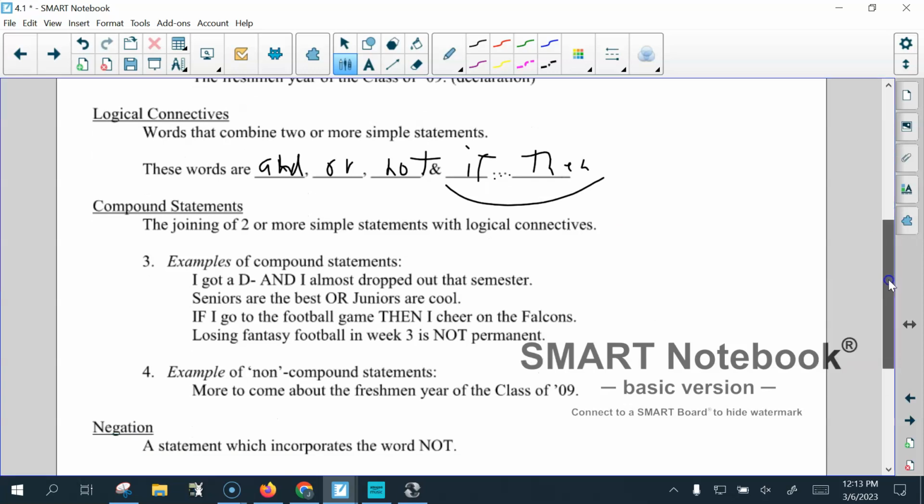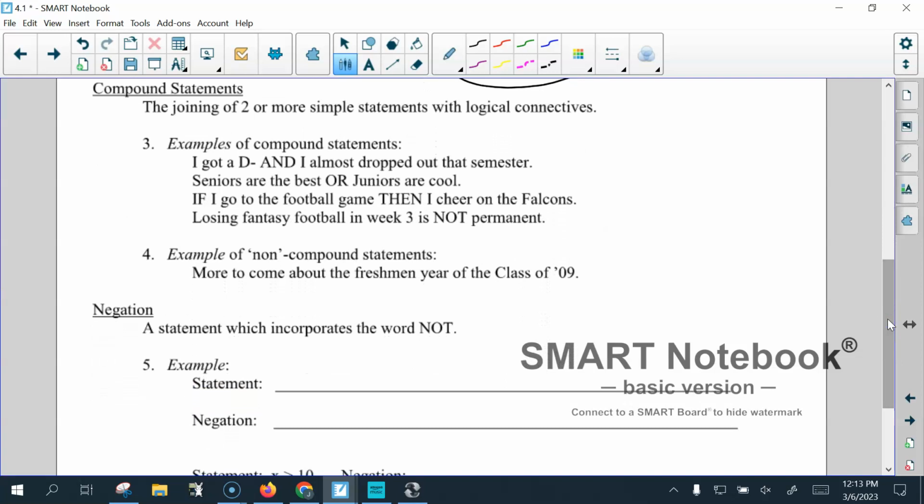All right, so compound statement. Compound meaning more than one, just like a compound fracture is a break in more than one spot. A compound statement is the joining of two or more simple statements with the logical connectives. So we're taking two statements and using one of those four connectives that we just talked about. So example, I got a D minus. So that's one statement. And I almost dropped out that semester. Those are two statements combined by an and. Seniors are the best. Or juniors are cool. Two statements joined together by an or. If I go to the football game, I go to the football game is a statement. Then I cheer on the Falcons. I cheer on the Falcons is a statement. Losing fantasy football in week 3 is not permanent.